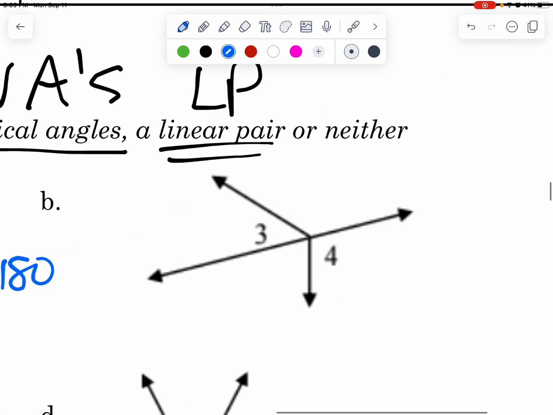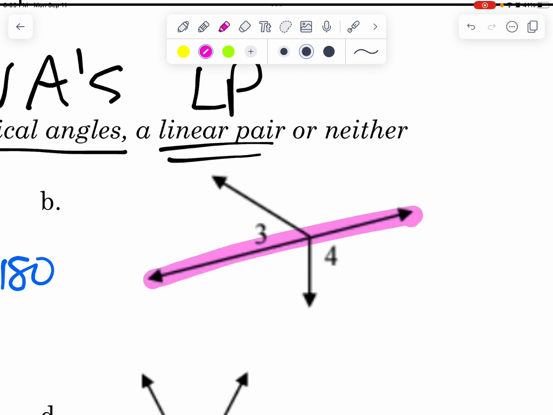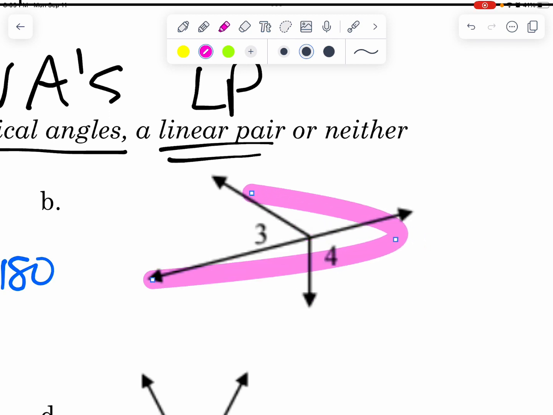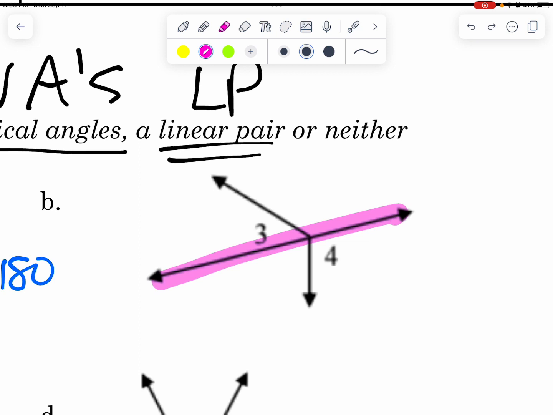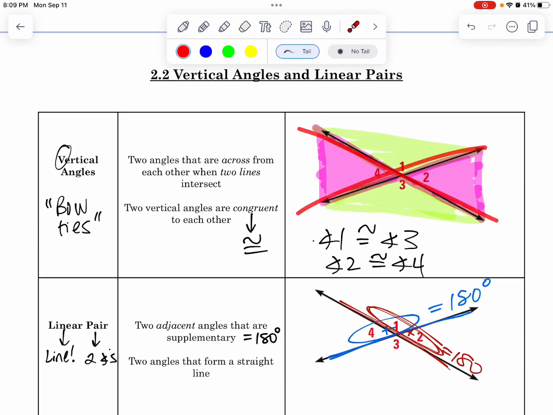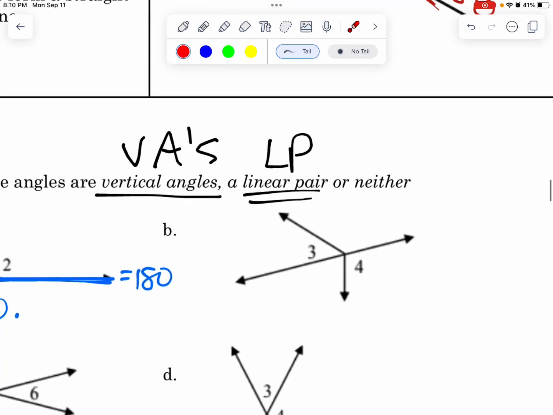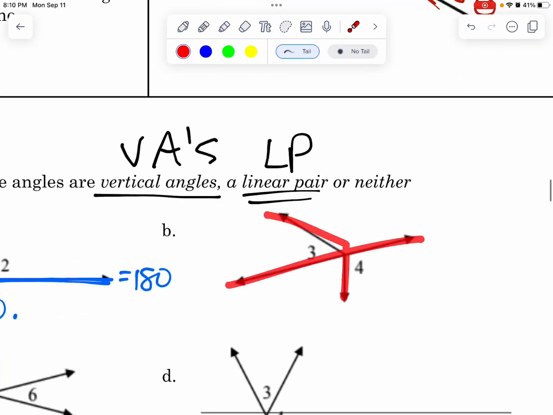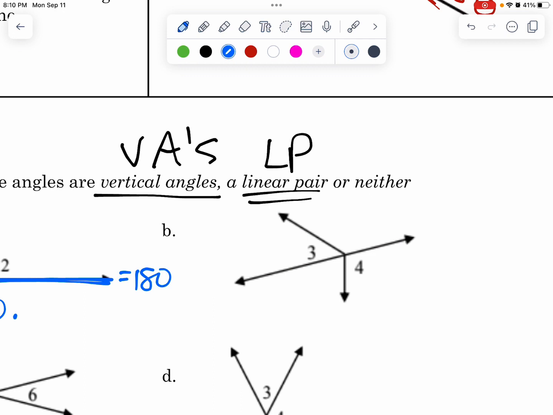Let's look at B. For letter B, I was thinking that this was going to be a vertical angle situation. So I have one line, and if I try and make a bow tie out of it, my bow tie is kinked. I'm trying to make a bow tie out of it, but it's not two straight lines. In order to do vertical angles, we have to have two straight lines. Do you see it up here? 1, 2. They make an X. I do not have an X here. I have a kink. This is an example of neither.